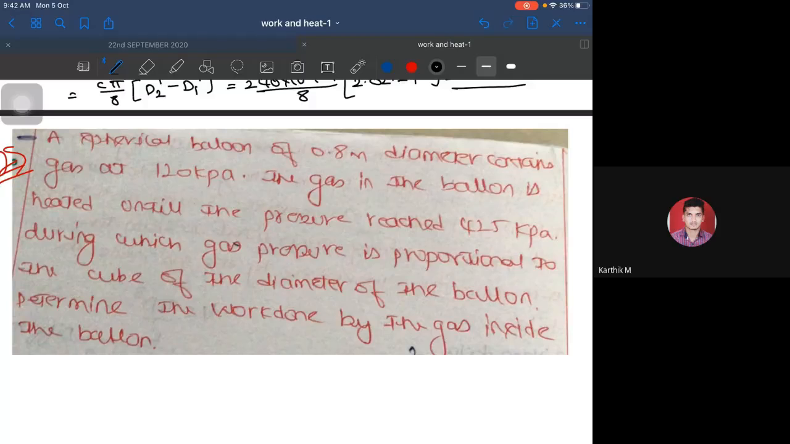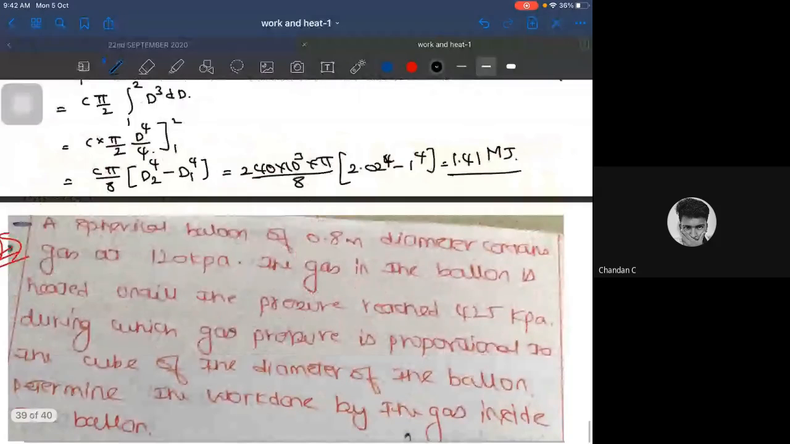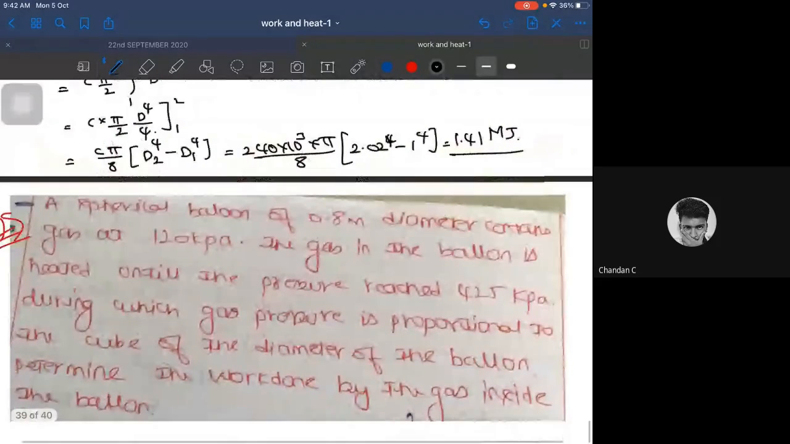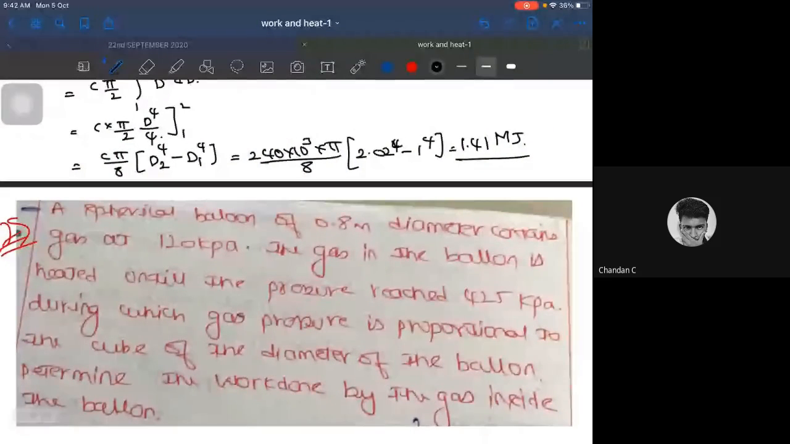Try this. The previous answer is 1.41 megajoules according to Karthik. I have not verified it. No, sir, I wanted to copy, sir. Okay, fine.